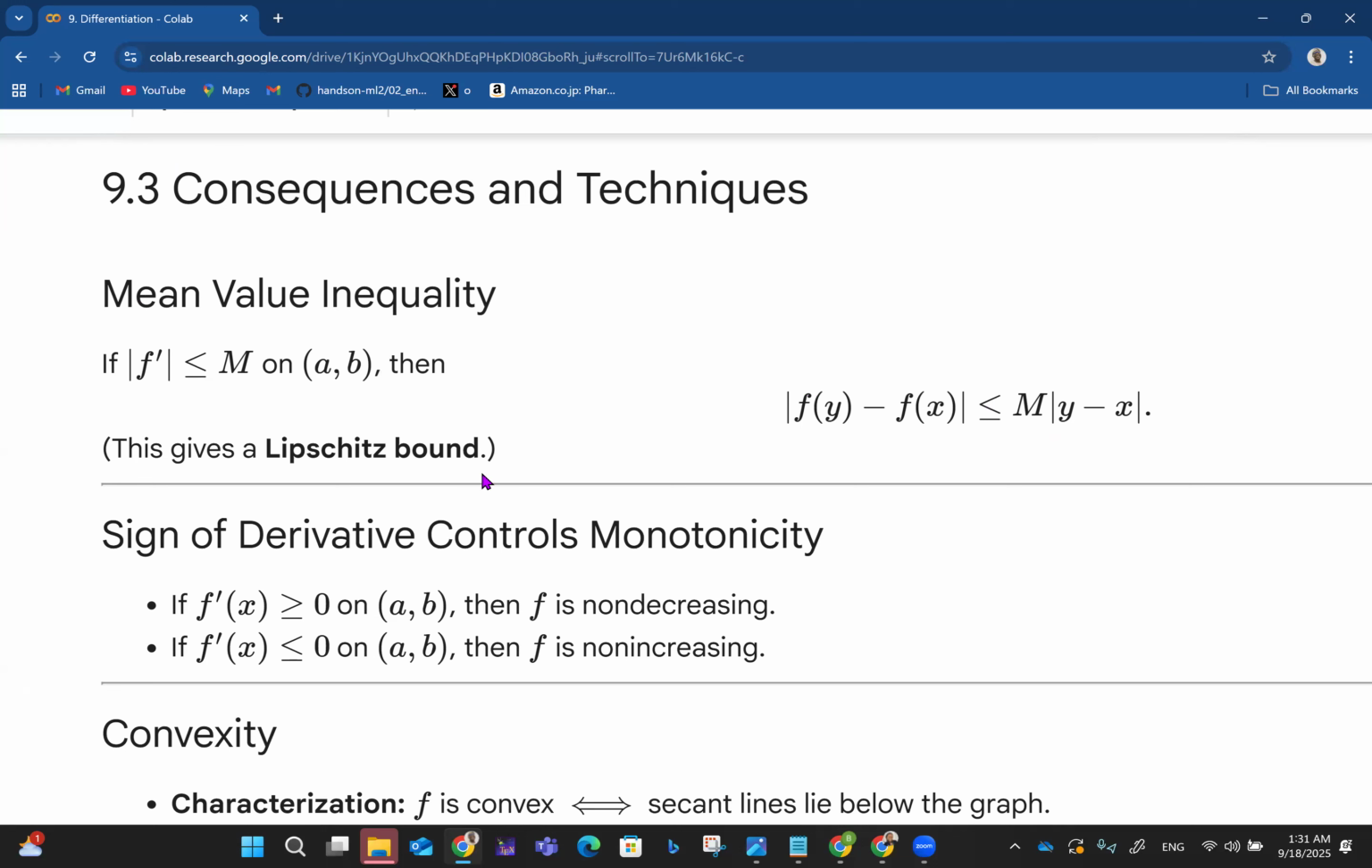Then we have that the sign of derivatives controls monotonicity. So if f'(x) is greater than or equal to 0 on (a,b), then f is non-decreasing. But if f'(x) is less than or equal to 0 on (a,b), then f is non-increasing.